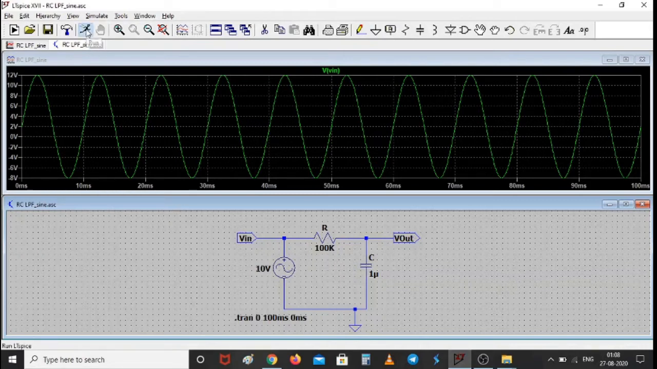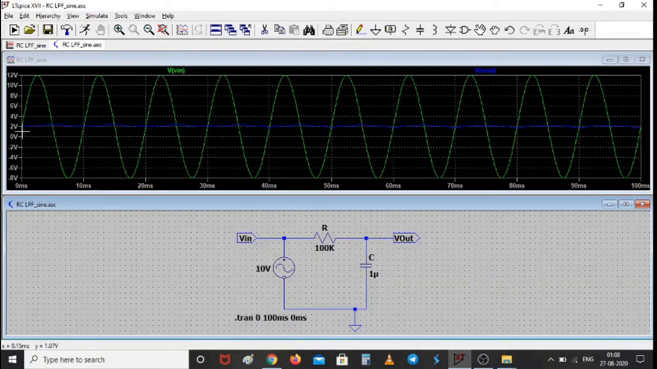So let me run this. Then let me show you the output. So this is what the output waveform is going to look like. The blue curve is representing the output and the green curve is representing the input.